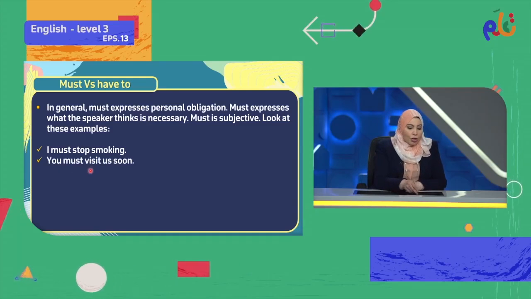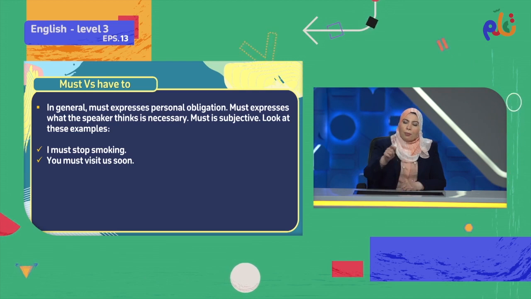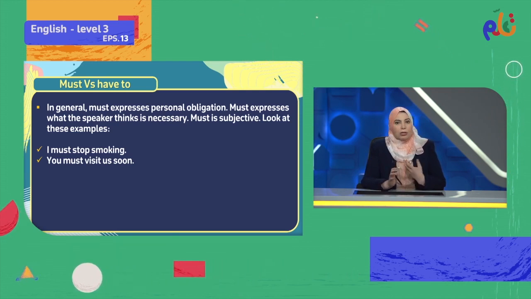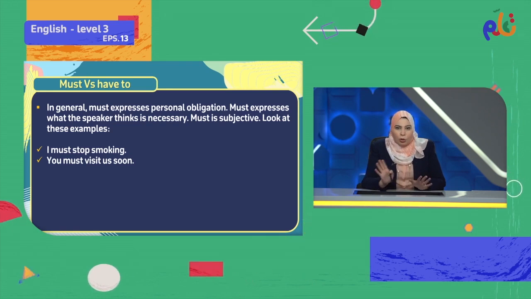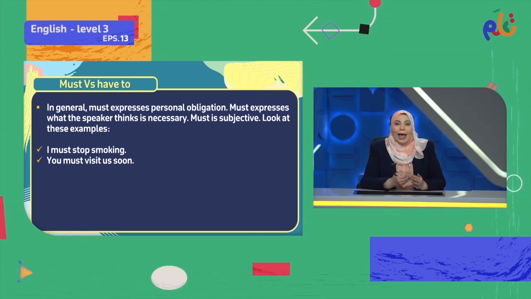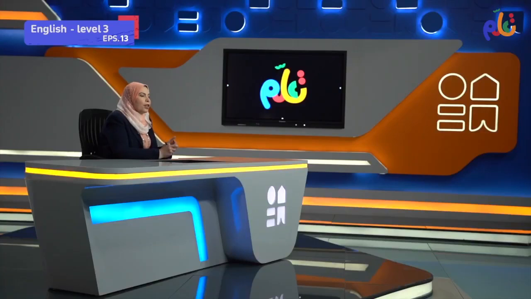Or when I say, you must visit us soon, I am putting the responsibility on the person because I feel it's important. He does it or he doesn't, it's up to him. There is no rule and there is no consequence. مفيش تبعات للقصة. هو ما جاش مش هعاقبه. But I am saying it's very important.